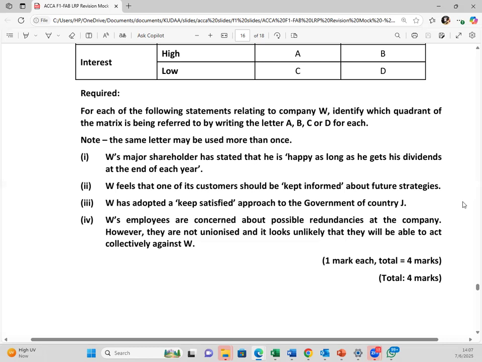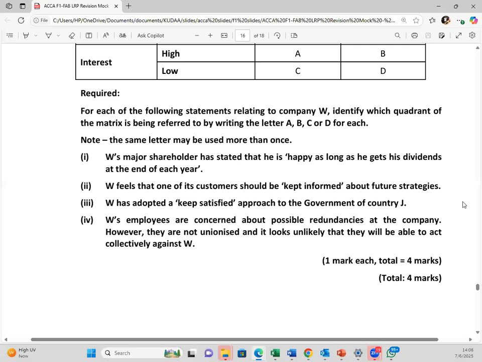W has adopted a keep satisfied approach to the government of J. Keep satisfied is which quadrant? So keep satisfied is C. Then we move on to the last one.